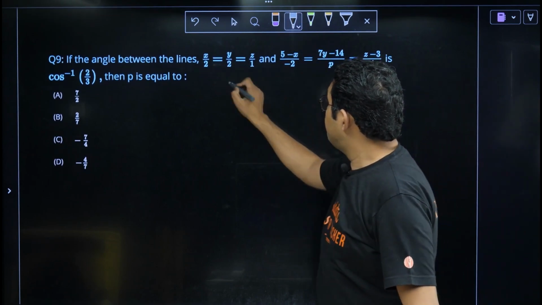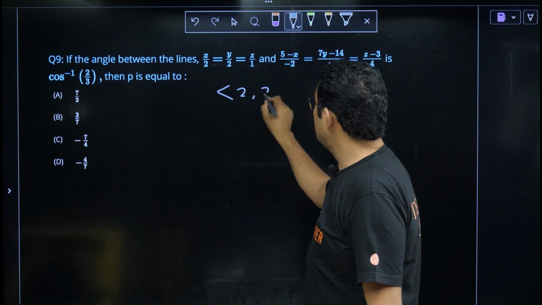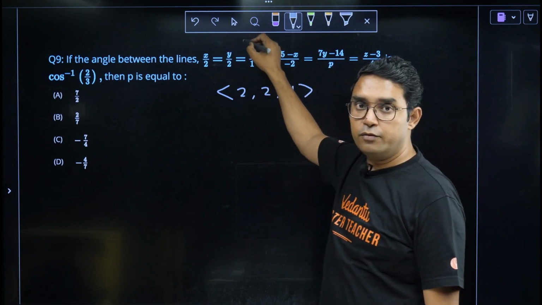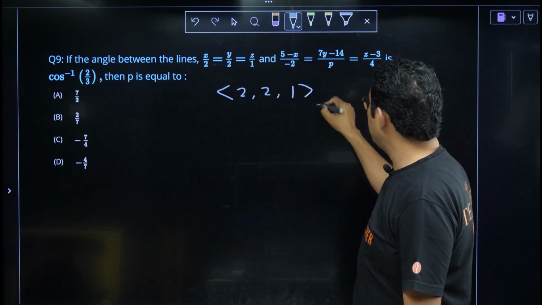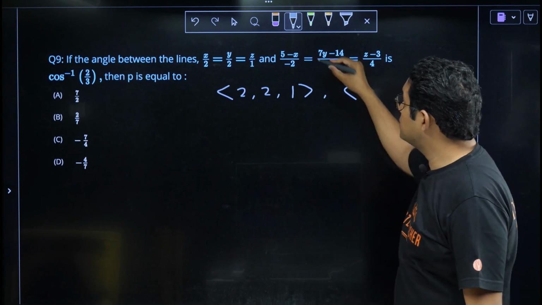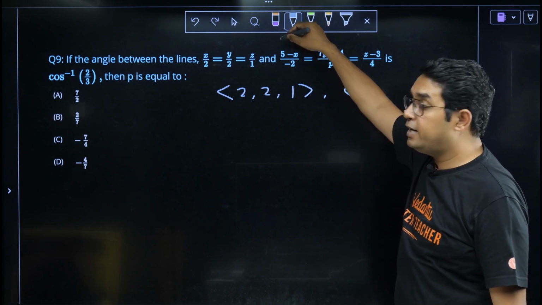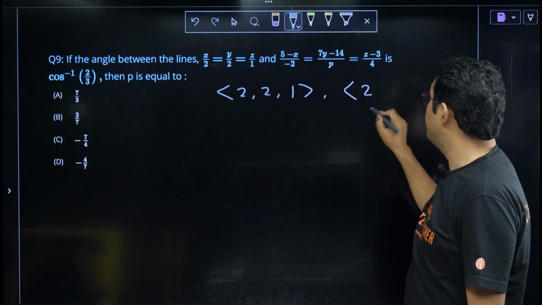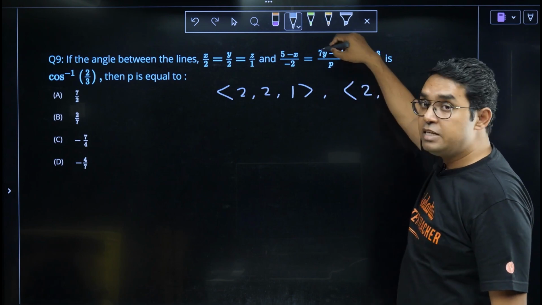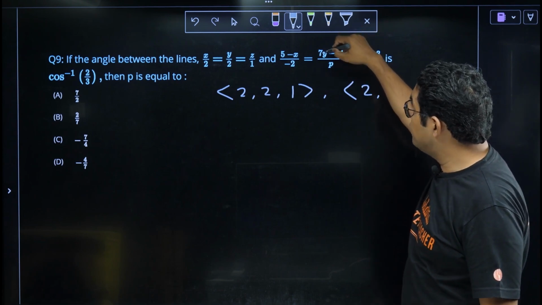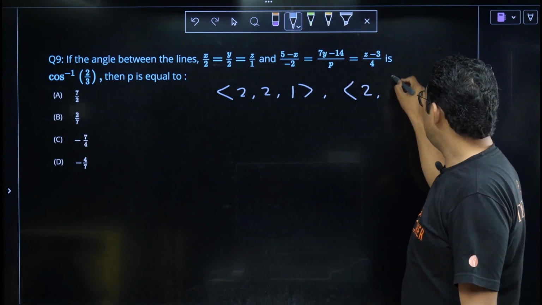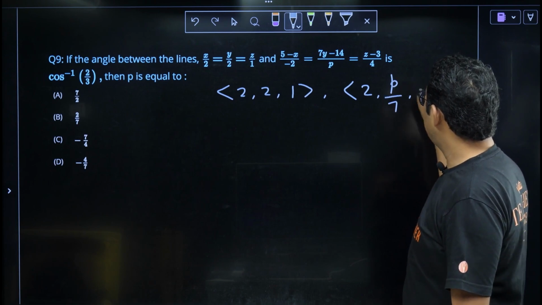So please see, the first line, the direction ratios are 2, 2, 1. Look at the coefficients of x, y, z also. For the second line, they are actually 2 here because the coefficient of x is -1. We have to write it as x minus 5, then it will become 2 here. And in this case, I think 7 is multiplied with y. So we will be writing it as y minus 2 upon p by 7. And here it is 4.